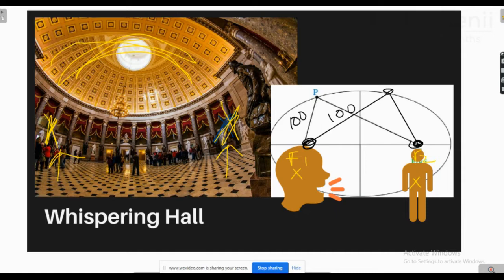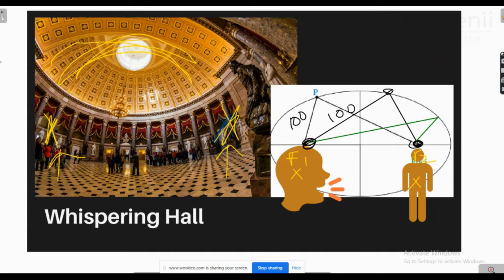Okay. Let me show you another example. If this distance originating from foci, this is also going to be 100. So because of this property of ellipse, we can hear sound from one corner to other even if the sound is very low. And this is in Washington DC.